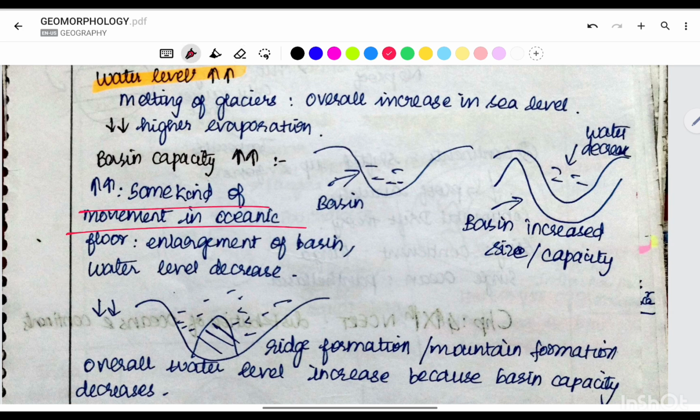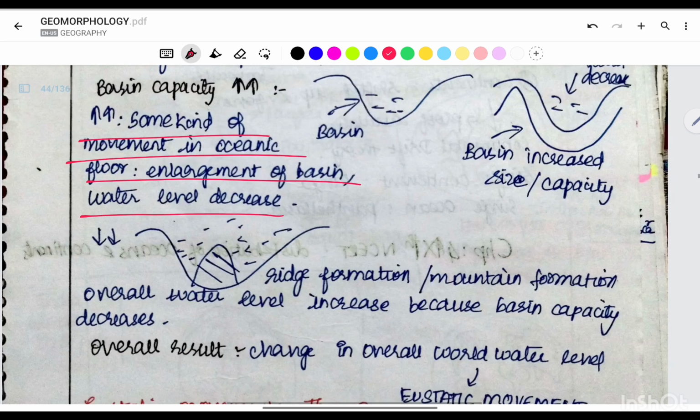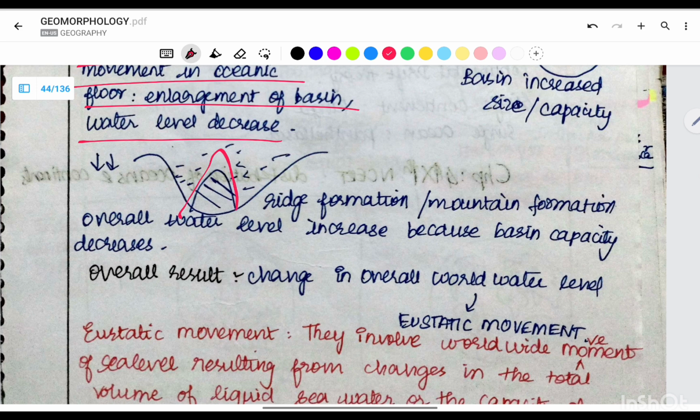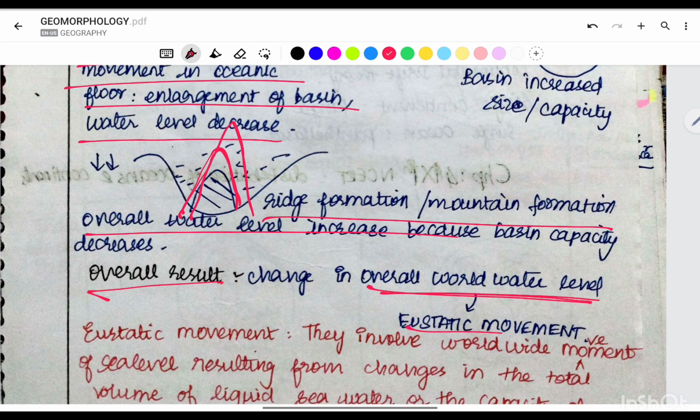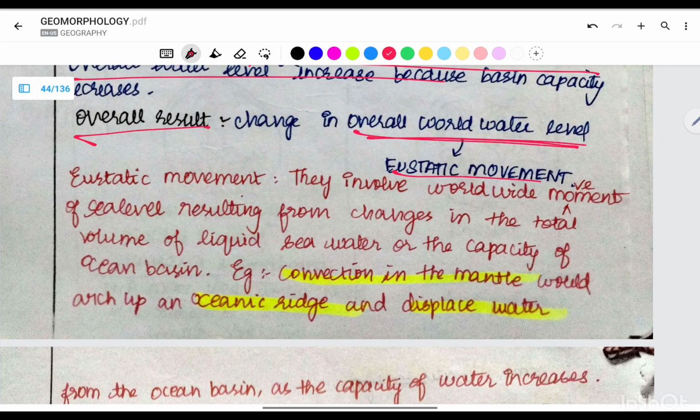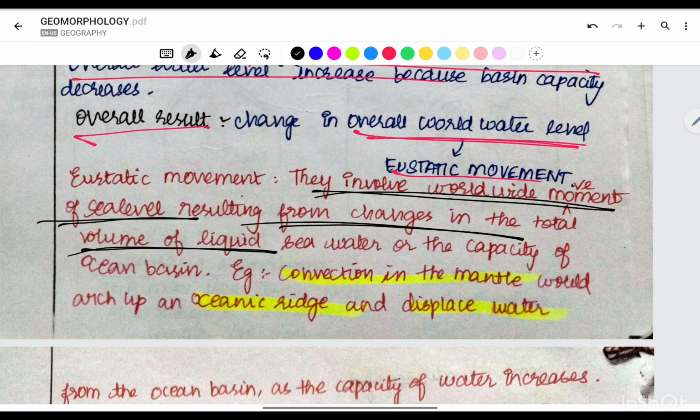Some kind of movement in the oceanic floor, enlargement of the basin, therefore the water level decreases. When there is a ridge formation, something is emerging, mountain formation due to volcanoes, the water level looks like it has an increased capacity. The overall result, change in the water level, is eustatic movement. Eustatic movement involves the worldwide movement of the sea level resulting from changes in the total volume of the liquid sea water or the capacity of the ocean basin.